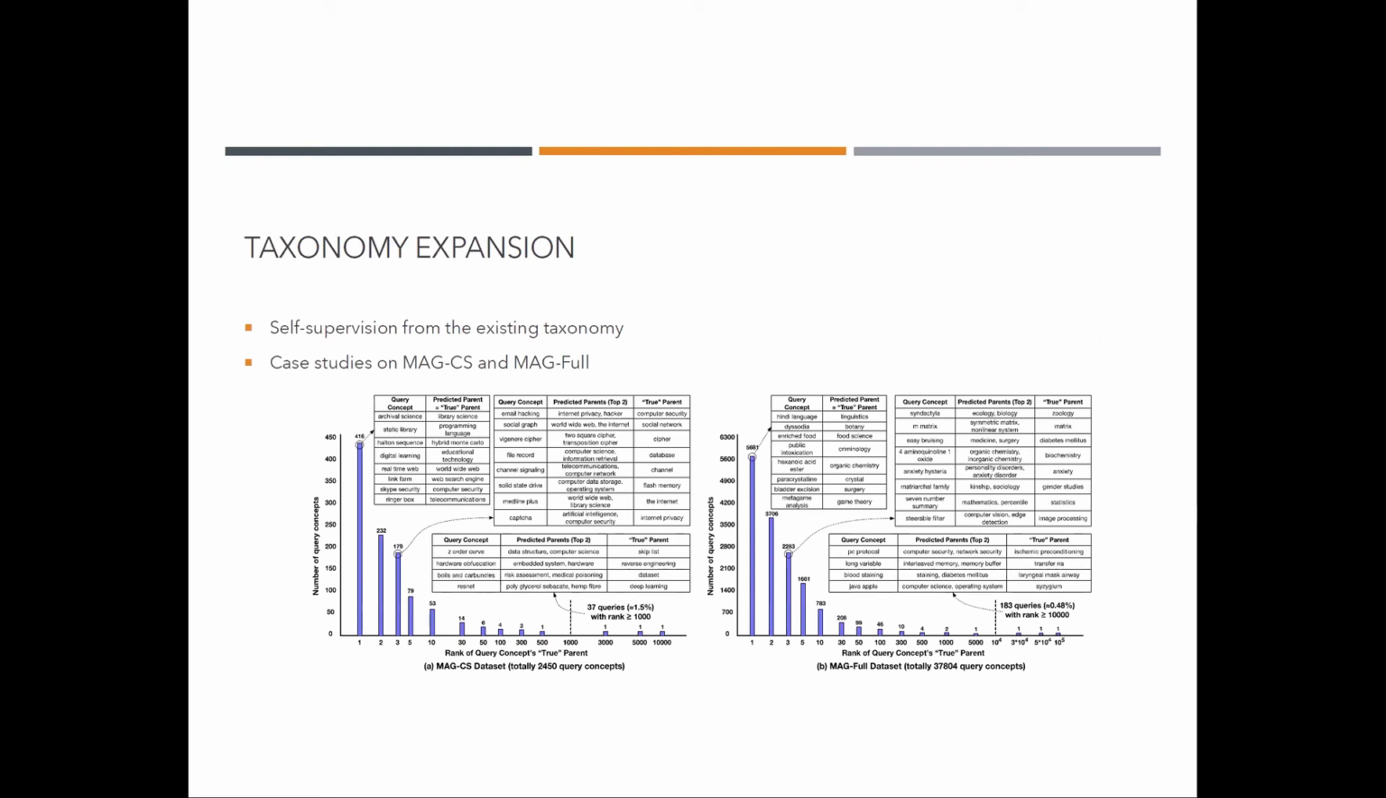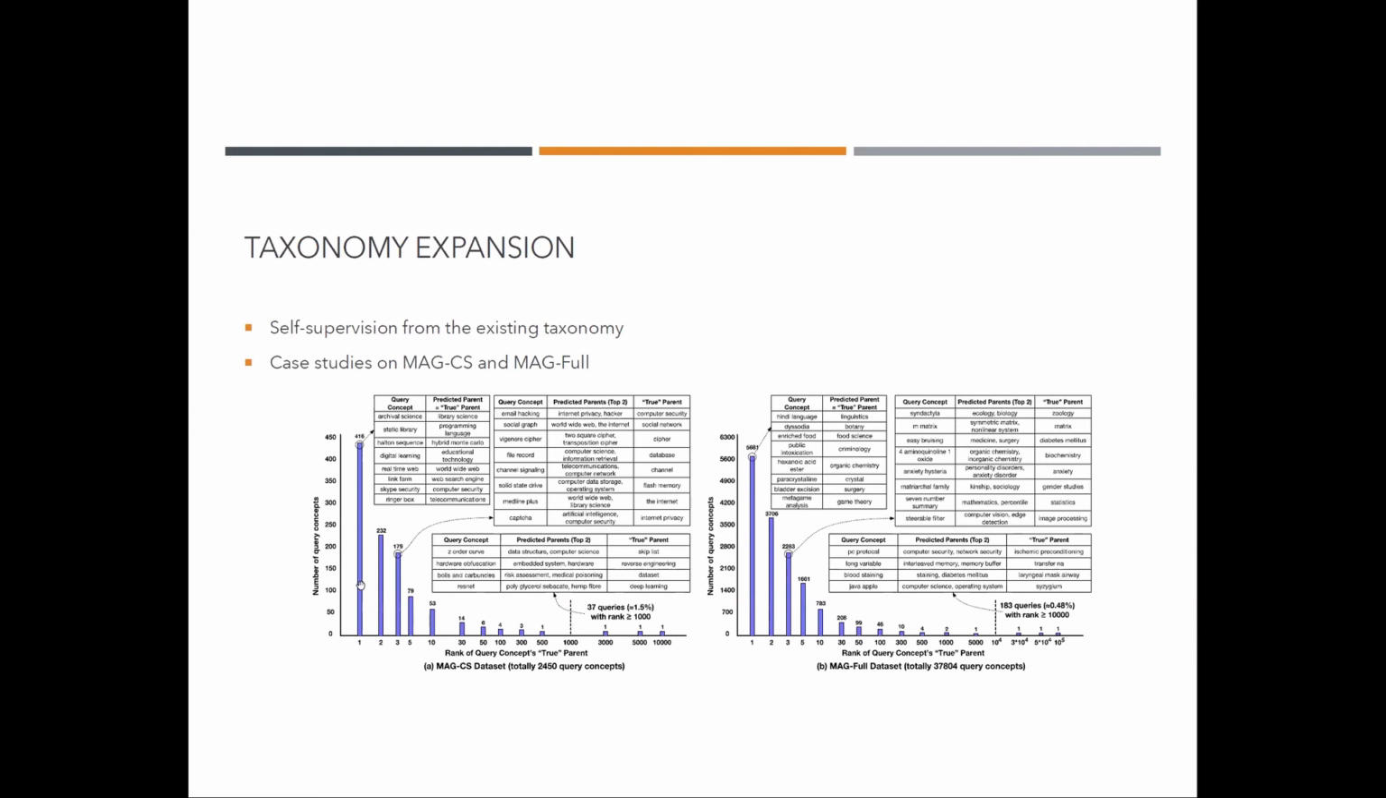Again, we use self-supervision coming from the existing taxonomy to learn the matching model parameters. We group all the pairs that share the same query concept, which have exactly one positive pair and the rest are negative. And we optimize over a new InfoNCE loss, which aims to be more robust to label noise.